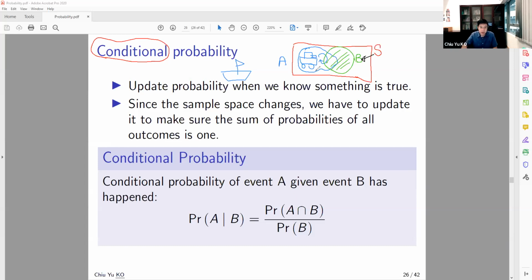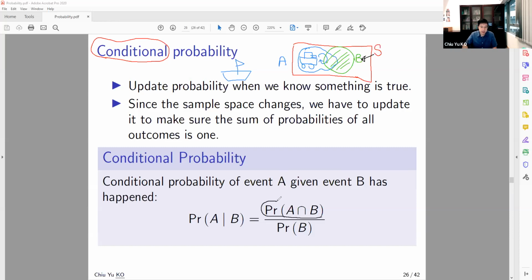Then the question is how likely A is in here. If A is in here, then it will be gone. If A is not here, then it's not gone. So it's this area, but the sample space is smaller, B. So that's why the probability will be, okay?